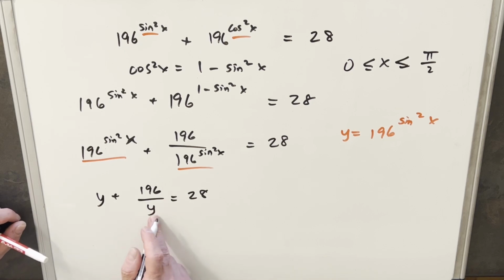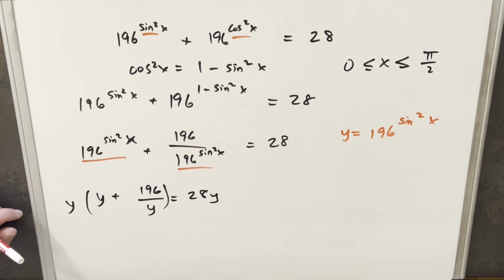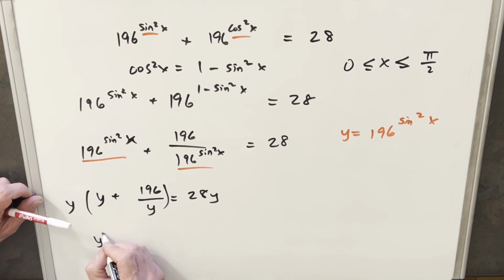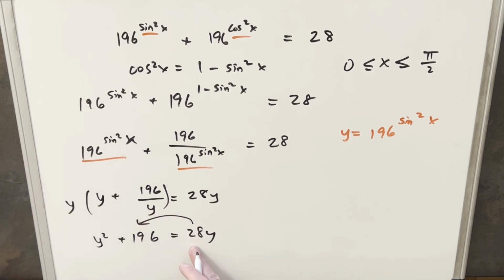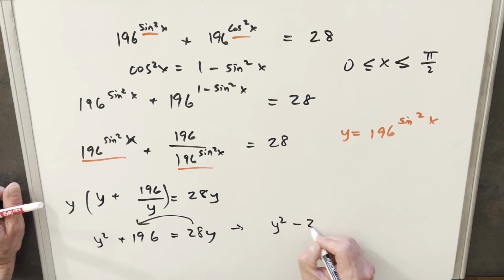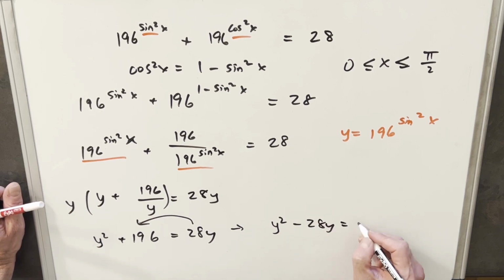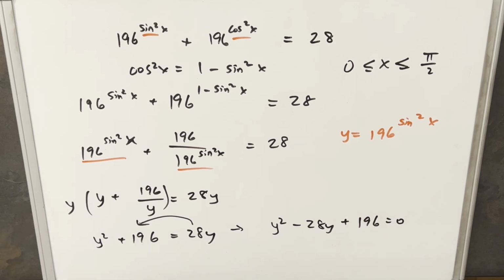And what I want to do is get this y out of the denominator. Let's just multiply both sides by y. Well, here this is going to give us y squared plus 196 equals 28y. I'll subtract this on the right, and then that's going to give us this nice quadratic: y squared minus 28y plus 196 equals 0. Well, this is going to factor nicely. We can write this as y minus 14 squared equals 0.